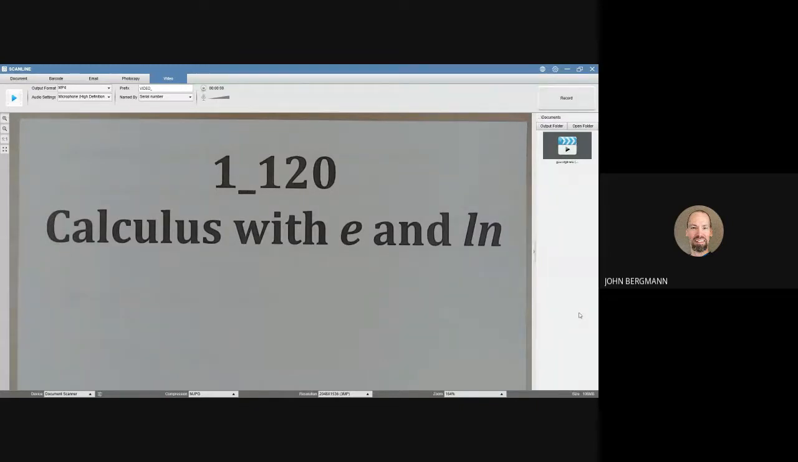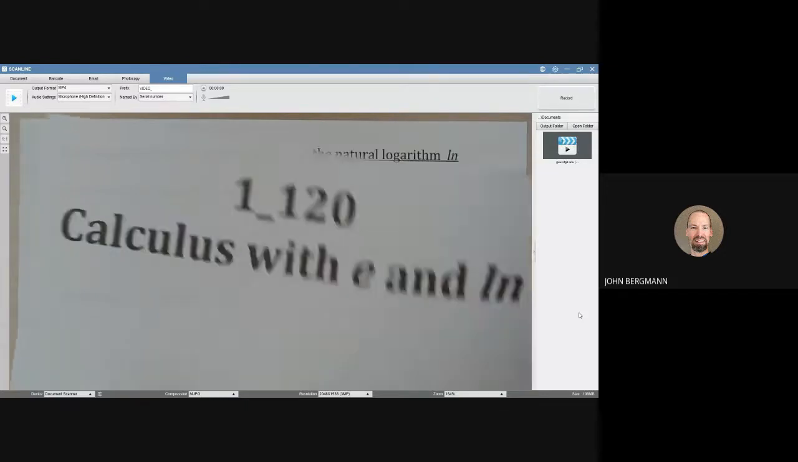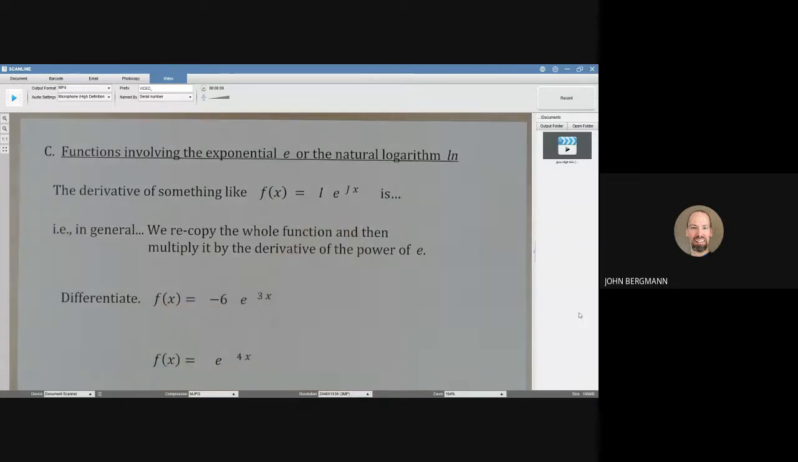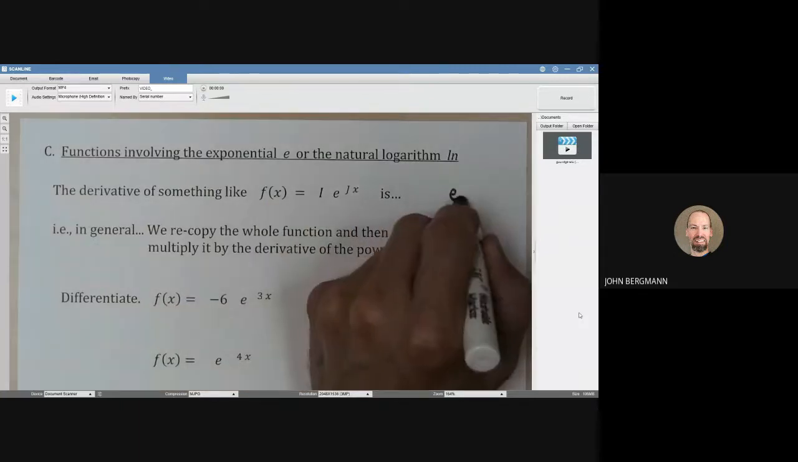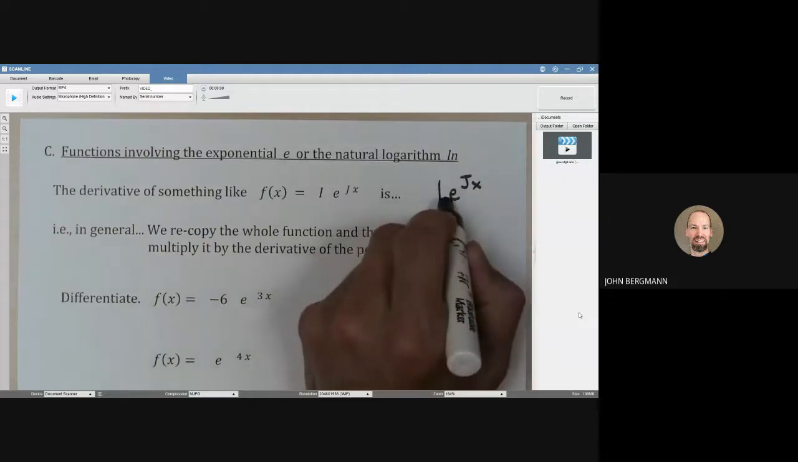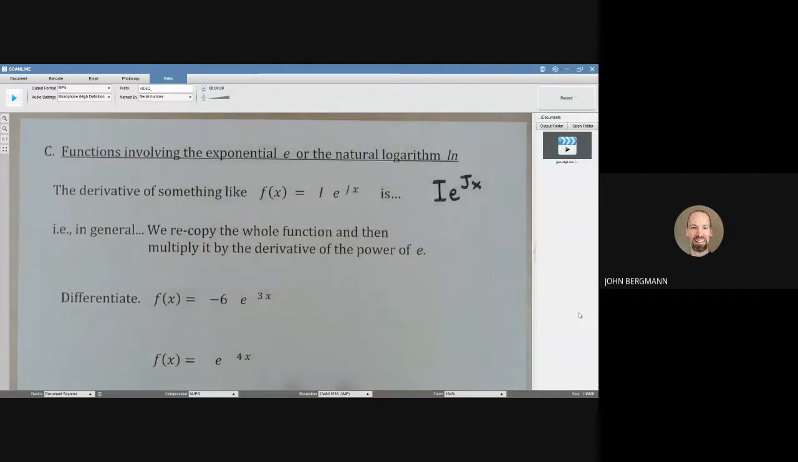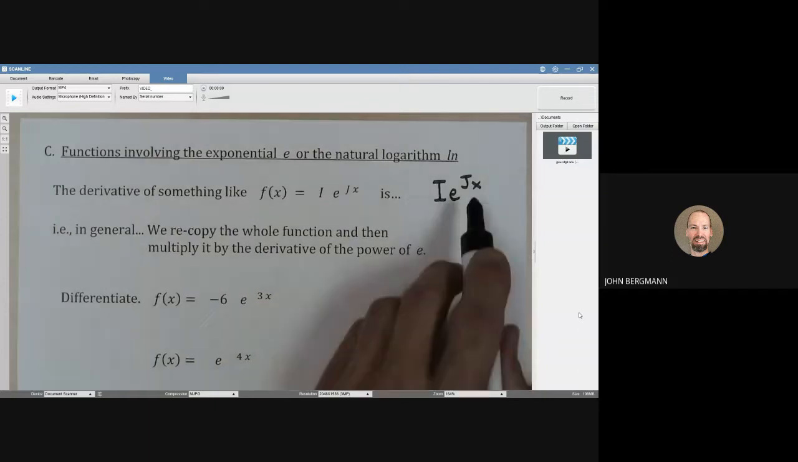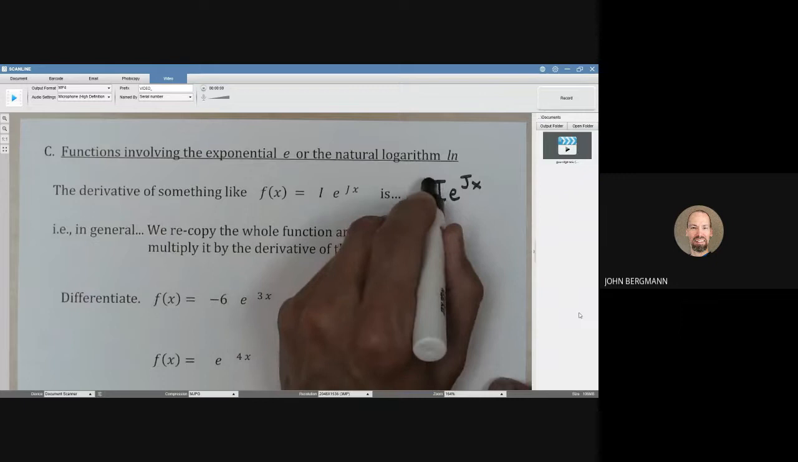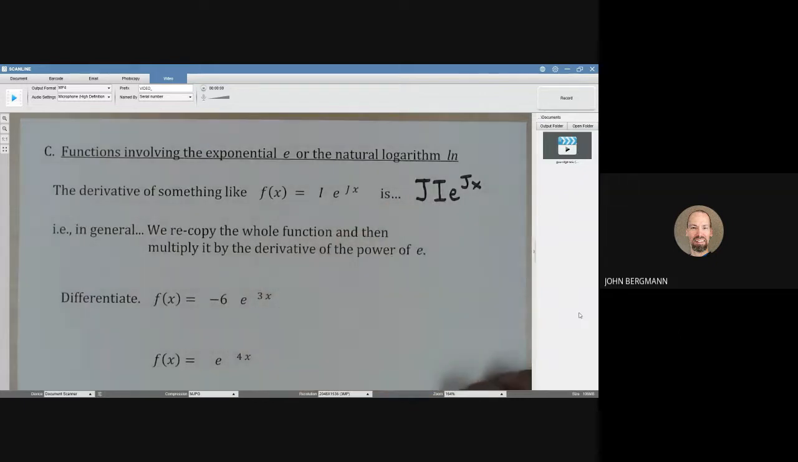In this video, we deal with a little calculus related to e and the natural log. The derivative of something like this, which has an e function in it, is i e to the jx. I'm going to put that i out front, and then we need to multiply by the derivative of the power. So I'm going to multiply by that j, kind of like that.